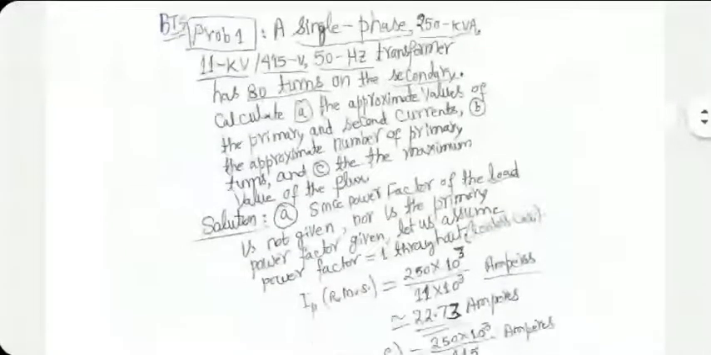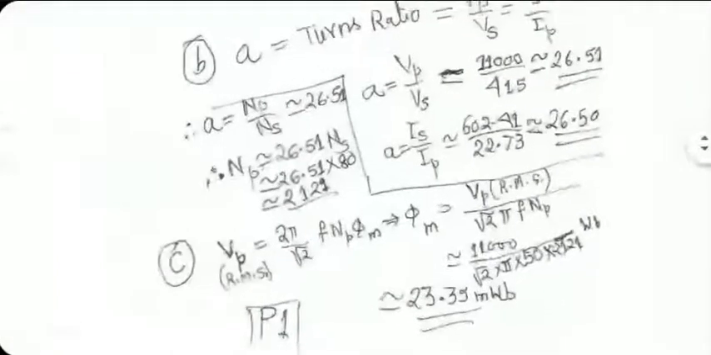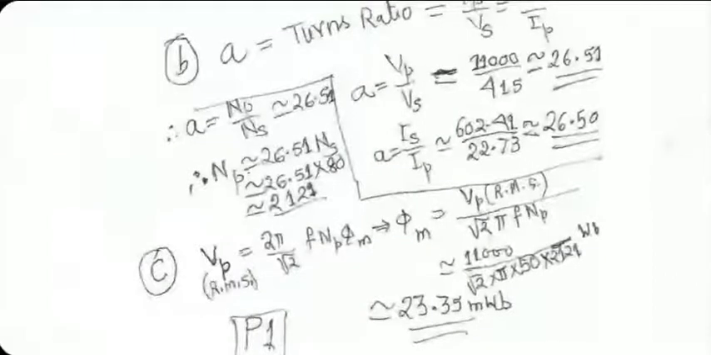The maximum value of the flux is related to, it's a lossless case, so Vp is related to maximum value of flux by this equation, which we have derived in the past. From there, you write phi m equal to Vp divided by square root of 2 pi f np and plug in all the values. You get the value of the maximum flux in Webers.